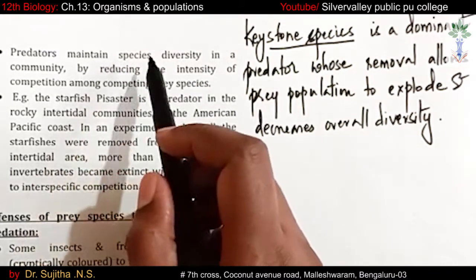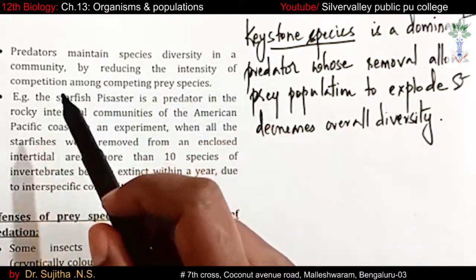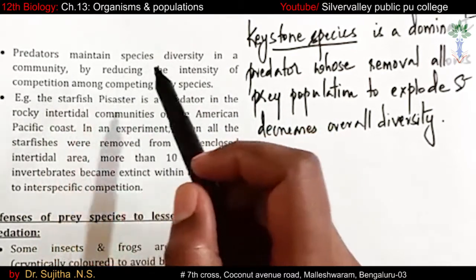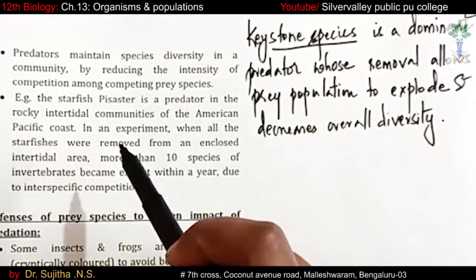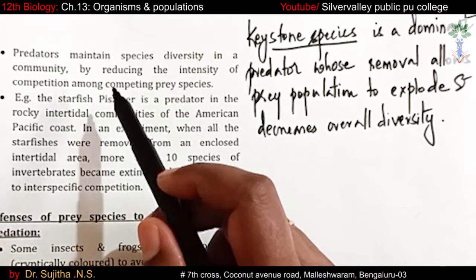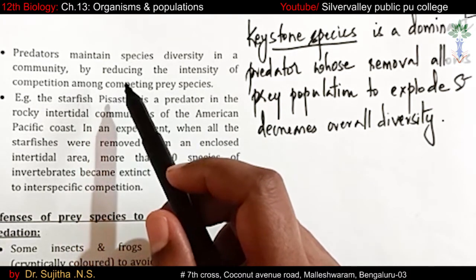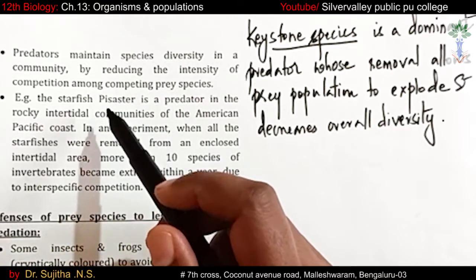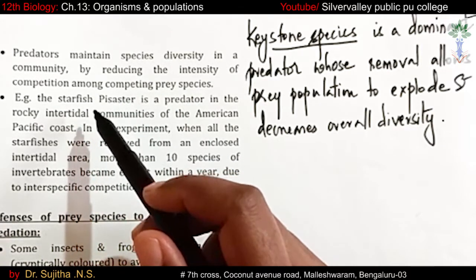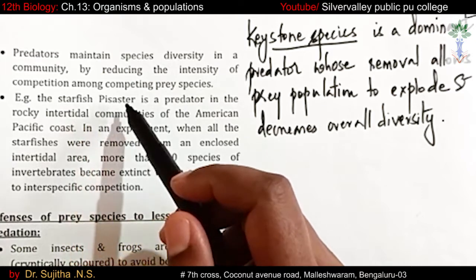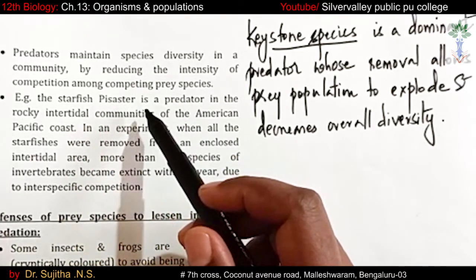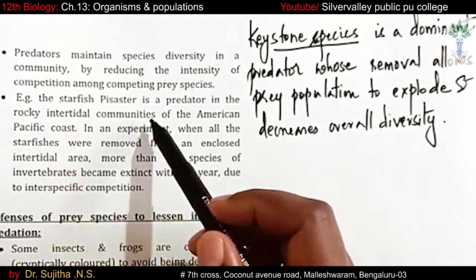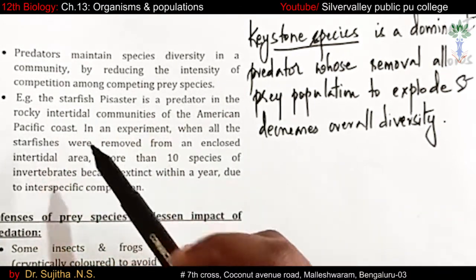Predators maintain the species diversity in a community by reducing the intensity of competition among the competing prey species. So predators also help to maintain the overall diversity in a community. Let us consider the example of the starfish. The name of the starfish is Pisaster. Pisaster is a starfish. It is a predator in rocky intertidal communities of the American Pacific coast.